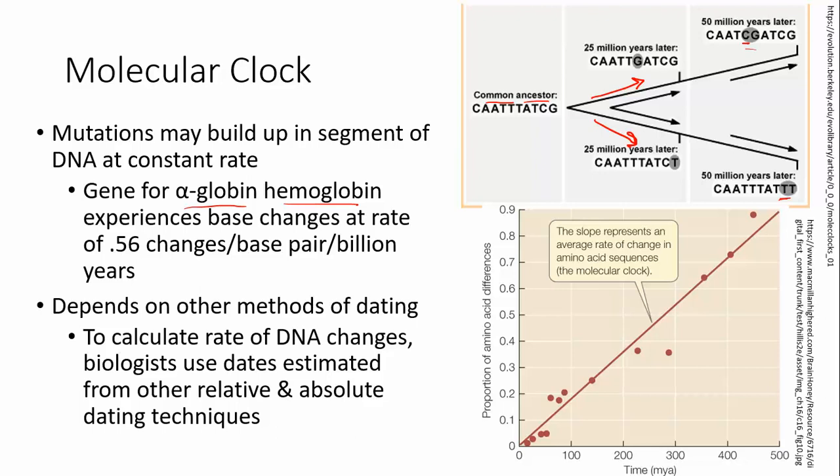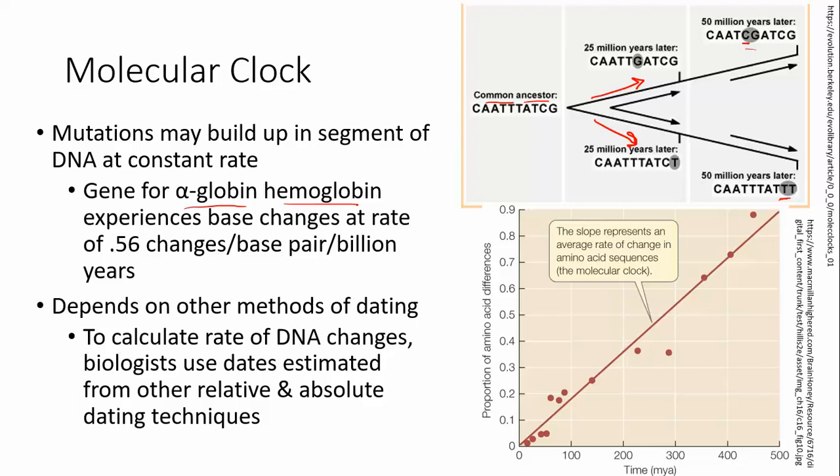Now, this does depend on going back and providing dates for this molecular clock. So to calculate how fast DNA changes, you do need to be able to use relative and absolute dating techniques to figure out the ages of various species. And using that, you can calculate the rate of mutation. And using the rate of mutation, you can use the number of mutations or differences, and you can extrapolate from that the amount of years it's been since organisms shared a common ancestor.